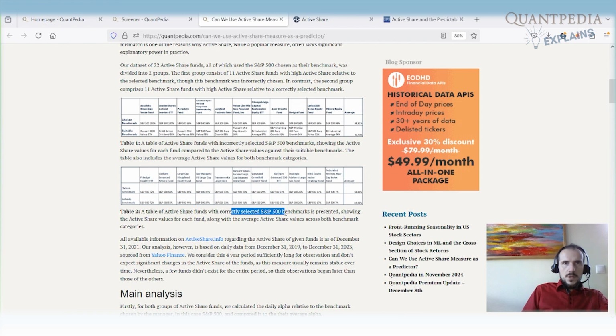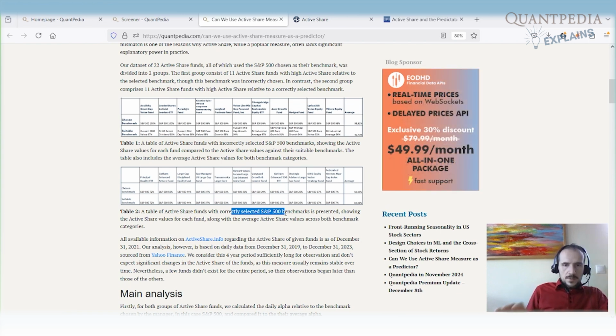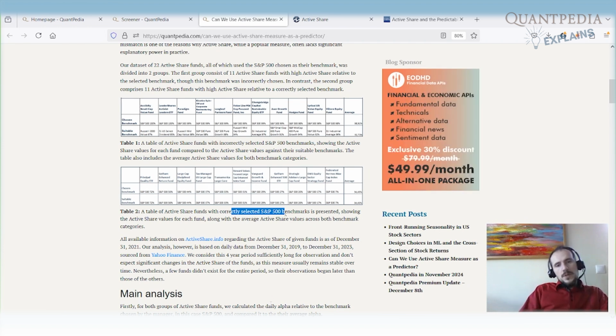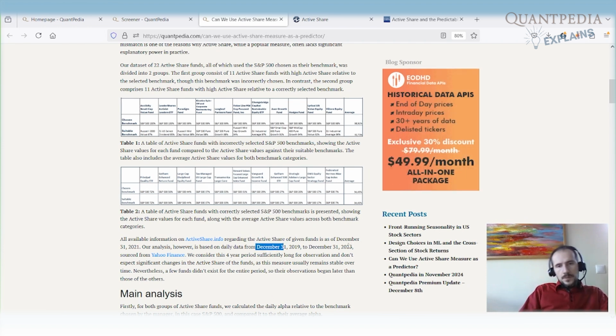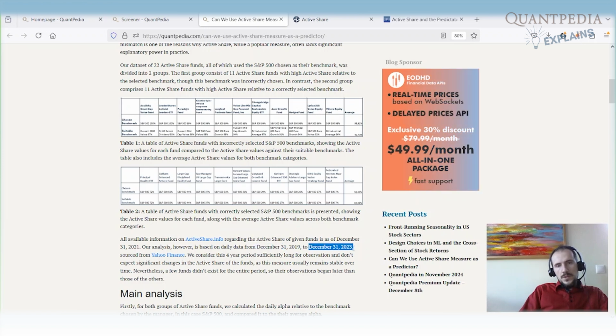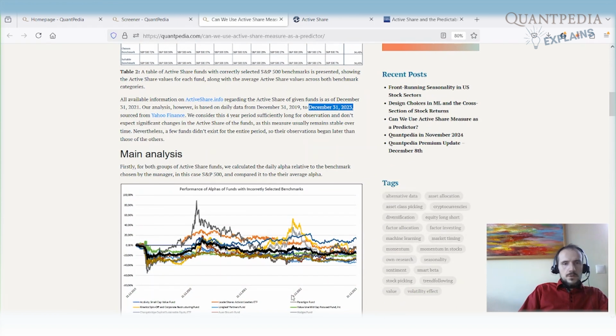They have a high active share, so they have different weightings of the stocks, but the stocks are from the S&P 500 investment universe. That's a very important part. And then we downloaded the data. We started in 2019. Our sample ends in 2023, so we have 4 years of data, but it's enough data for this kind of analysis. And then we ran the main analysis.